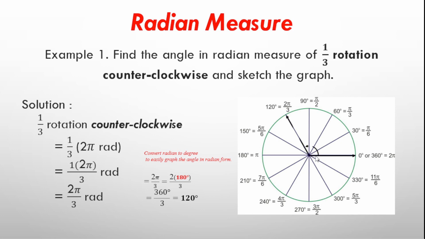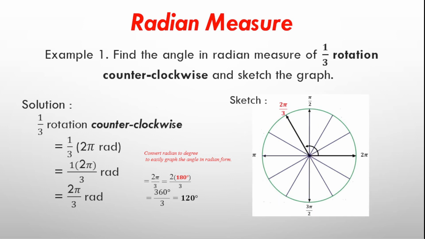So we are going to locate now 120 degrees, and this is now where the terminal side ended or stopped in 120 degrees. Now we can say that this is now the graph of 2 pi over 3 radian.